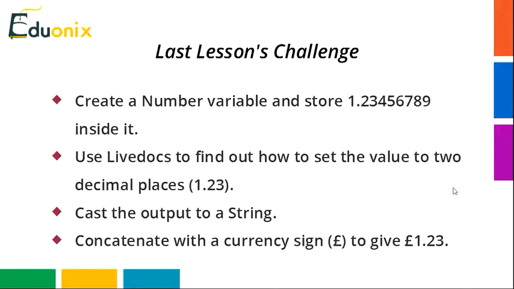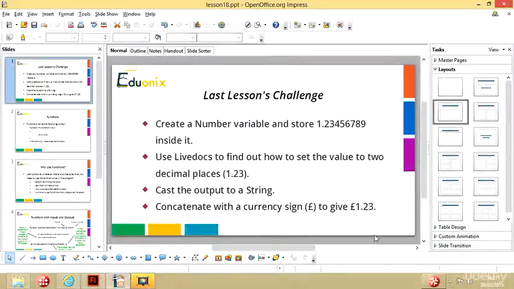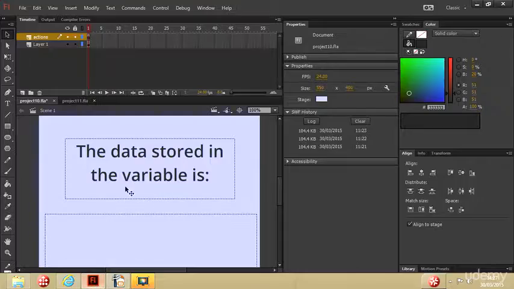So in the last lesson I challenged you to create a number variable and store this number inside it, and then use Adobe LiveDocs to find out how to truncate it to 2 decimal places. Then cast it to a string and then concatenate it with a currency sign to give this result. So let's see how you would go about doing that.